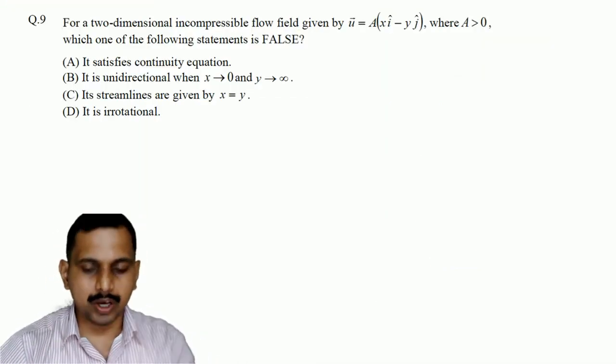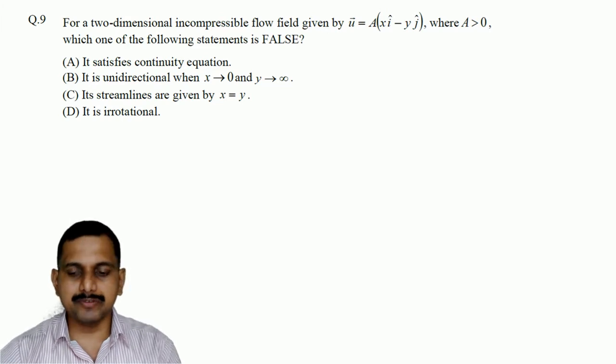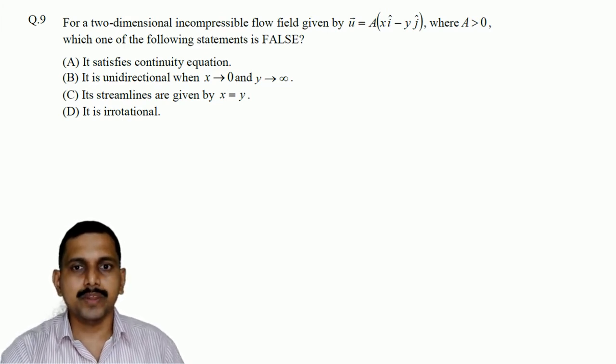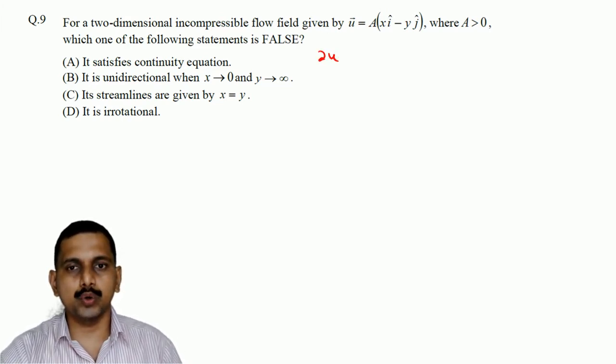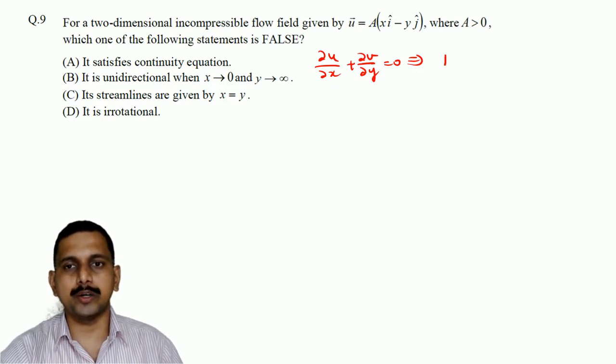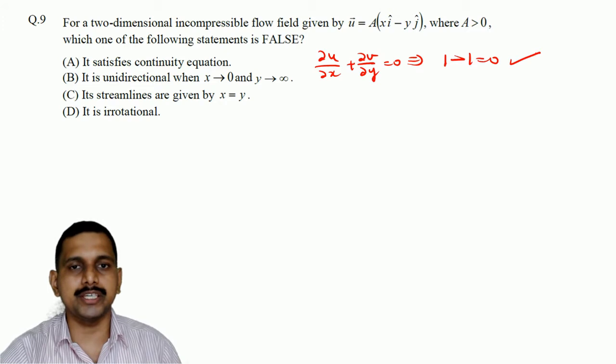Okay. So now, first of all, it satisfies continuity equation. Let us check that. What is continuity equation here? Dou u by dou x plus dou v by dou y is equal to 0. Let us check. What is dou u by dou x? Dou u by dou x is 1, and dou v by dou y is minus 1, so that is equal to 0. So continuity equation is satisfied.